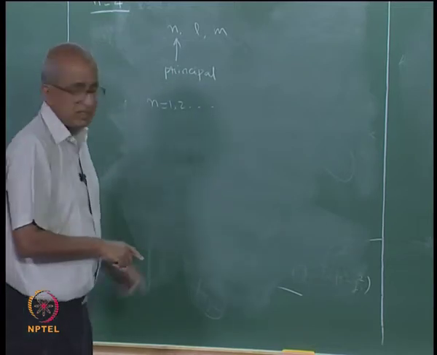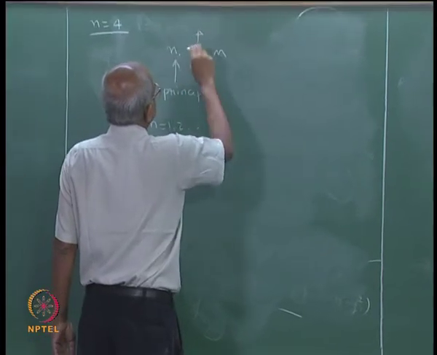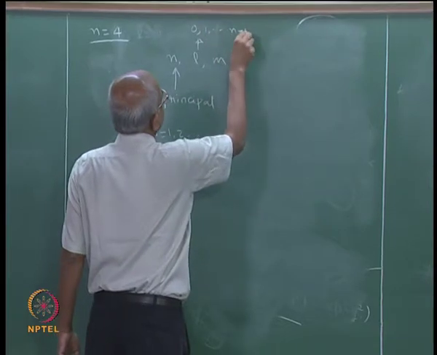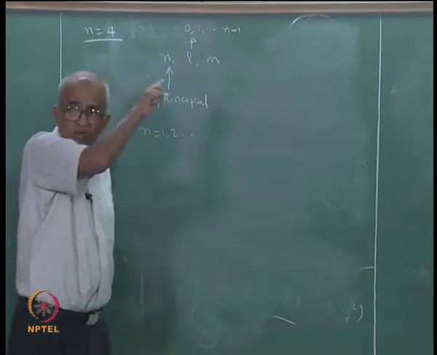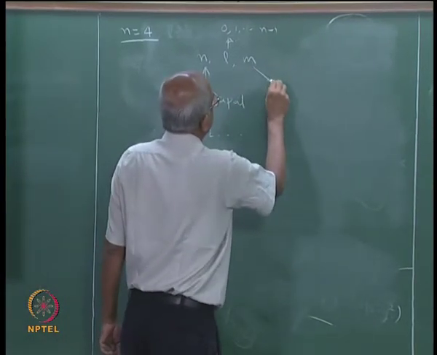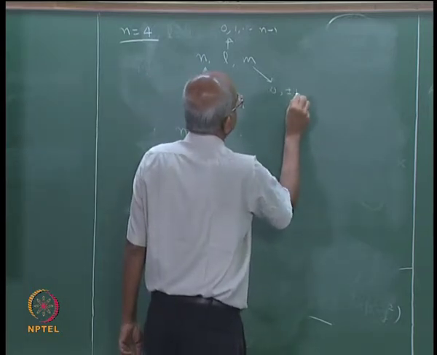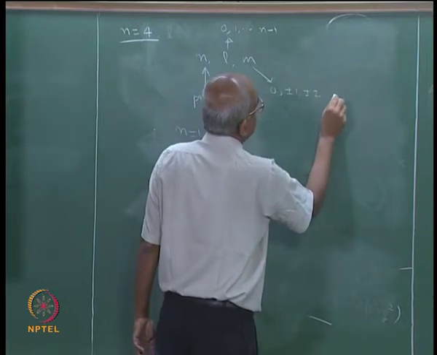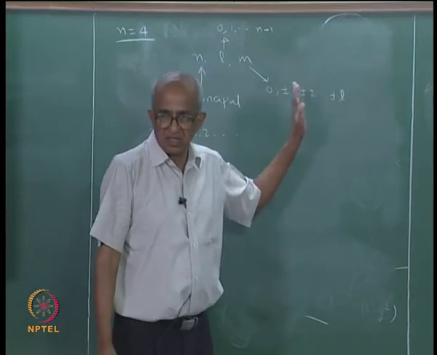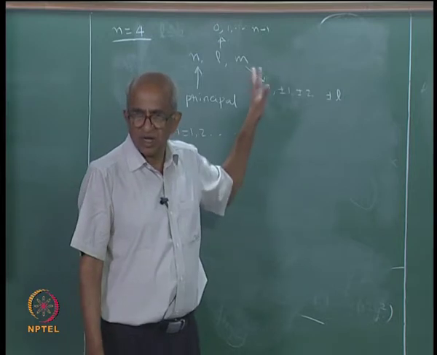The other quantum number is l. It is referred to as the azimuthal quantum number. It can take the values 0, 1, 2, 3, etc., up to n minus 1. This condition actually arose automatically when we tried to solve the equation. And the third quantum number is m, referred to as the magnetic quantum number. It can take the values 0, plus or minus 1, plus or minus 2, etc., and the last possibility is either plus l or minus l.